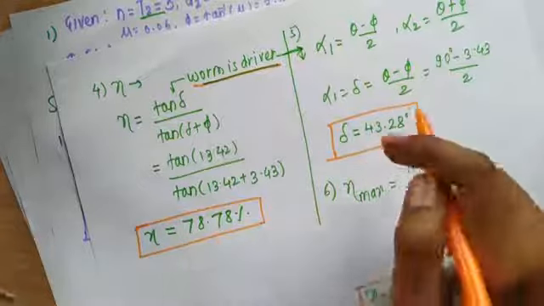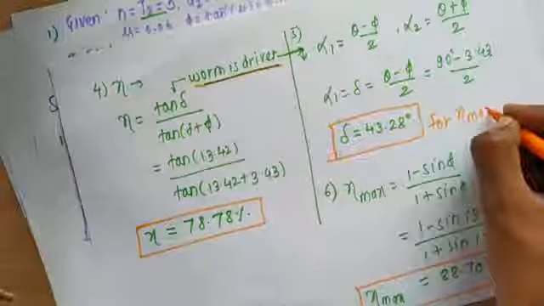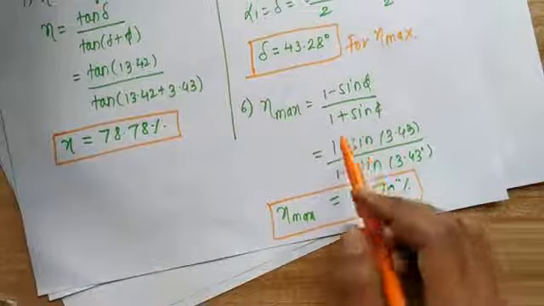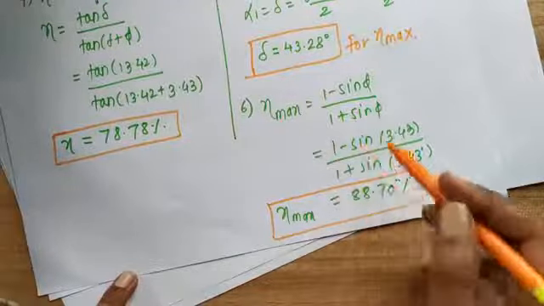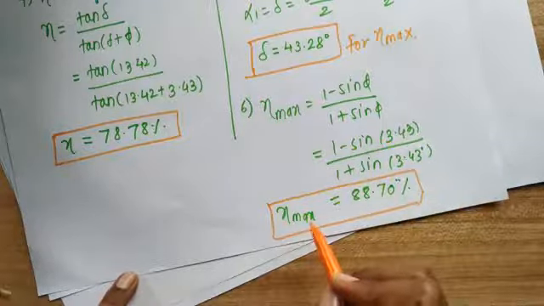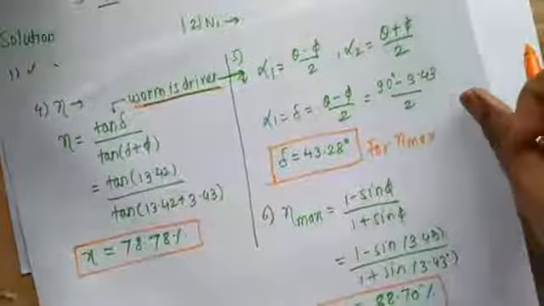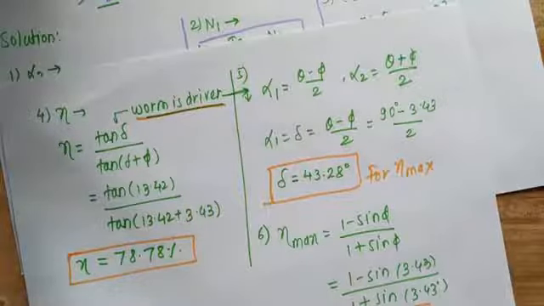So we get efficiency and delta. This delta is for maximum efficiency, keep in mind. And finally we get maximum efficiency from the formula 1 minus sin phi upon 1 plus sin phi. Just put the value of phi, we get maximum efficiency. So it's a very simple numerical based on worm and worm gear. Similar kinds of numericals can be asked in your examination. We will see next numericals in the next lecture.